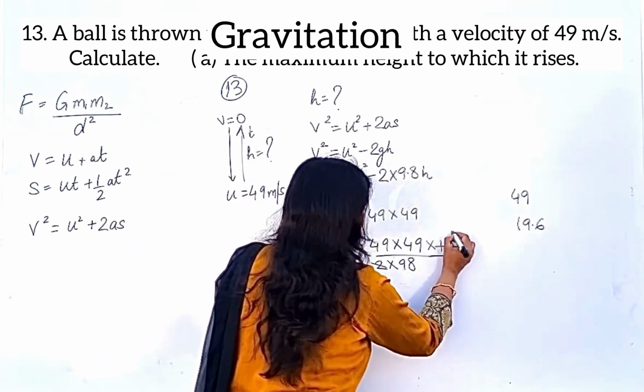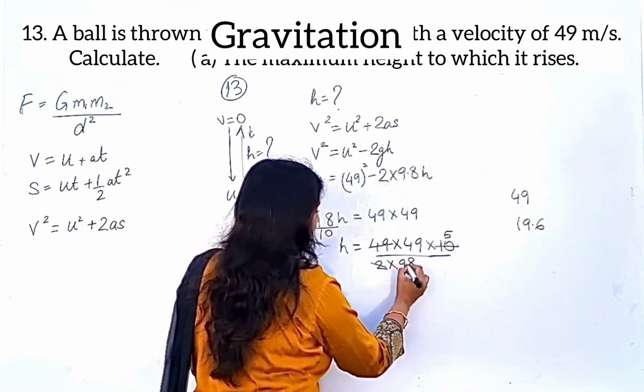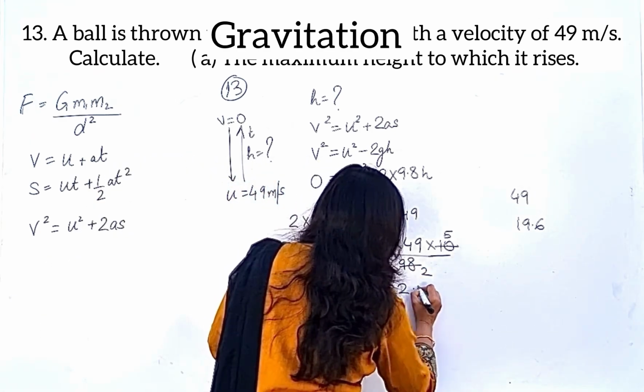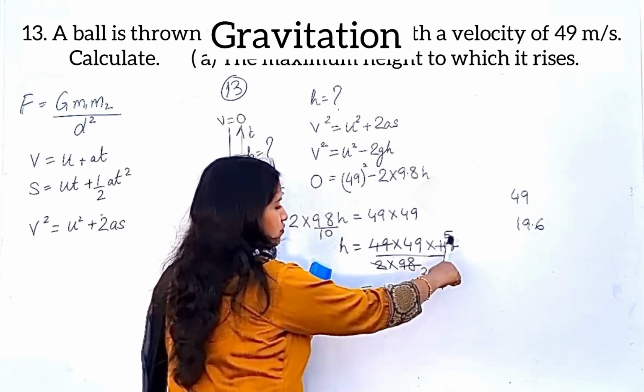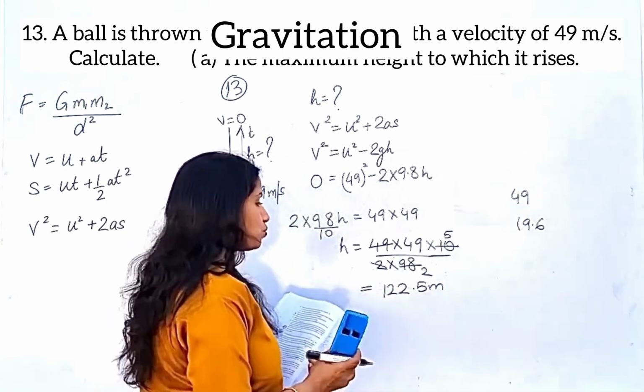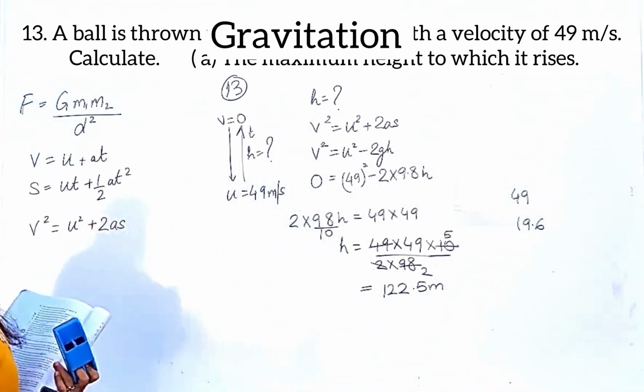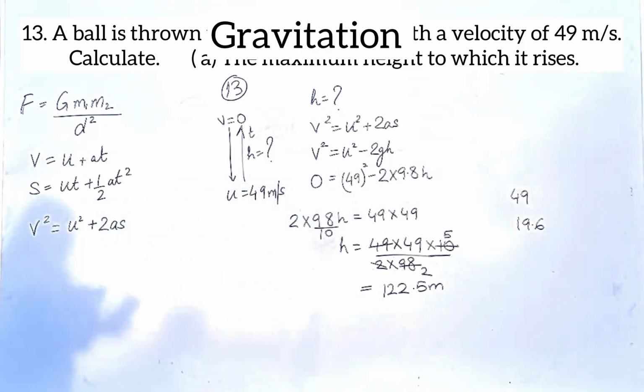Now 2 times 5 is 10, 49 divided by 2 times is 98. Now 122.5 meters. Okay, 49 times 5 and then divided by 2, you will get the answer as 122.5 meters. This is the maximum height reached by the stone. You can take a screenshot and then we'll do the second part of the question.